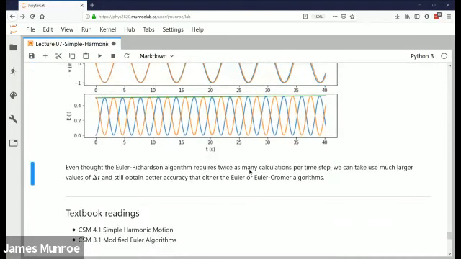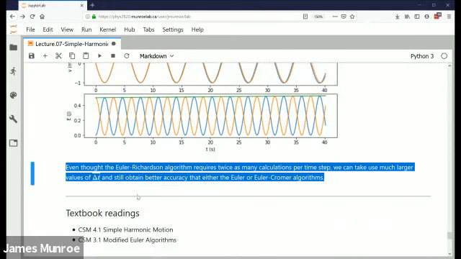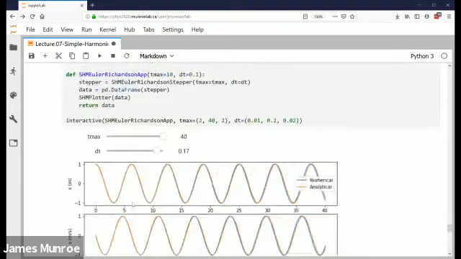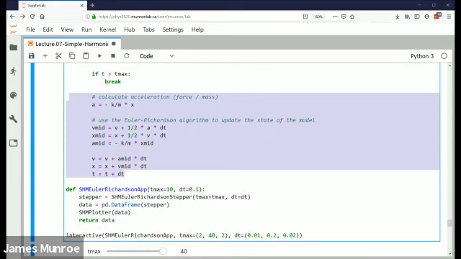Okay, here's the payoff in Euler-Richardson. Even though the algorithm takes twice as long to do, you have to do twice as many operations, right? There's the block of code. I can take larger steps in time to be able to resolve it.